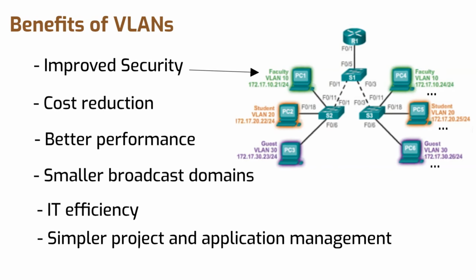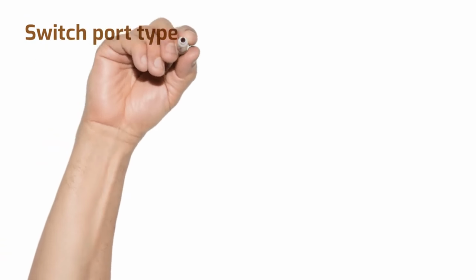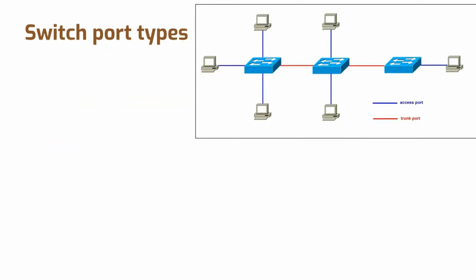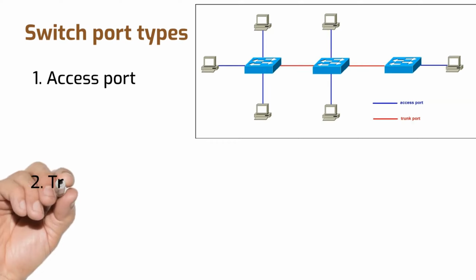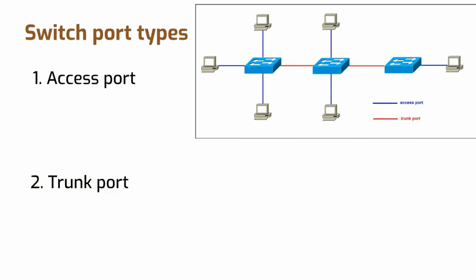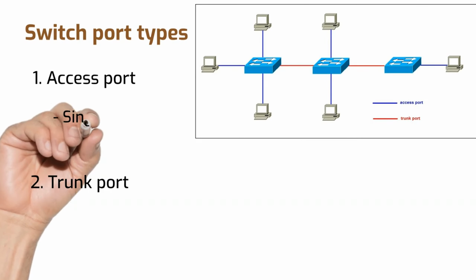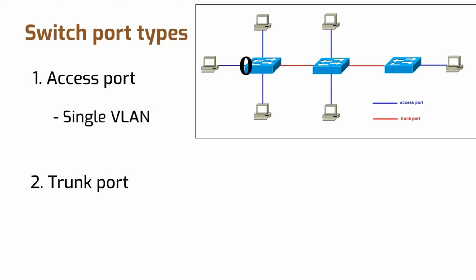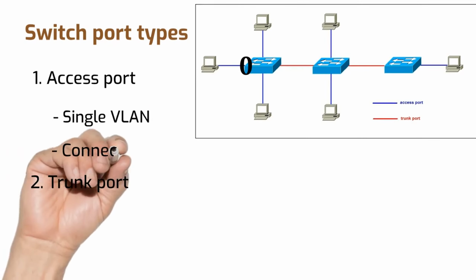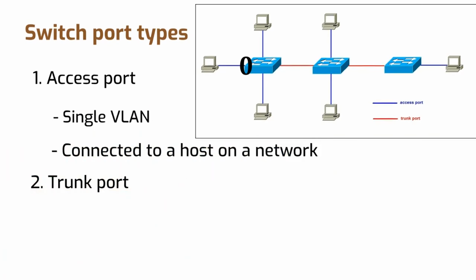So before we discuss about different types of VLAN, we should understand the switch port types. A switch port can be in one of two modes: access port and trunk port. Access port is a port that can be assigned to a single VLAN. The frames that arrive on an access port are assumed to be part of the access VLAN. This port type is configured on a switch port that is connected to a host on a network.